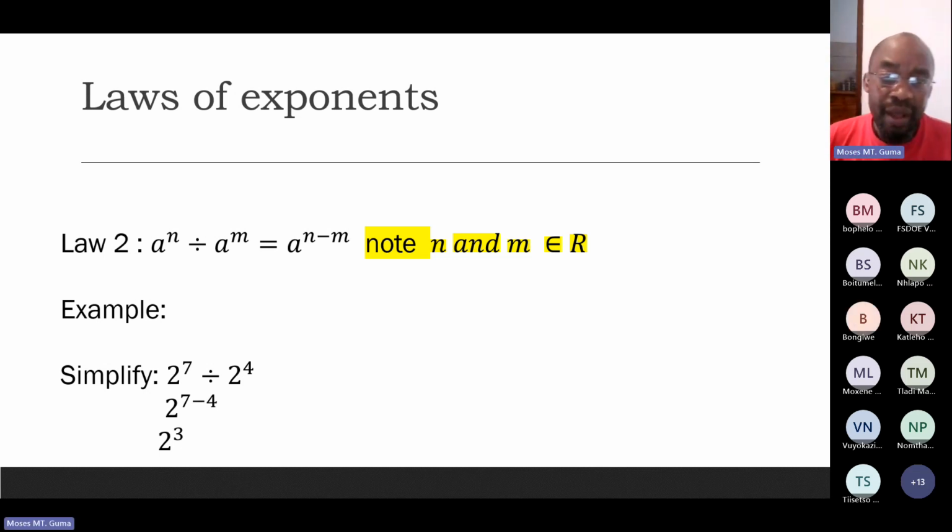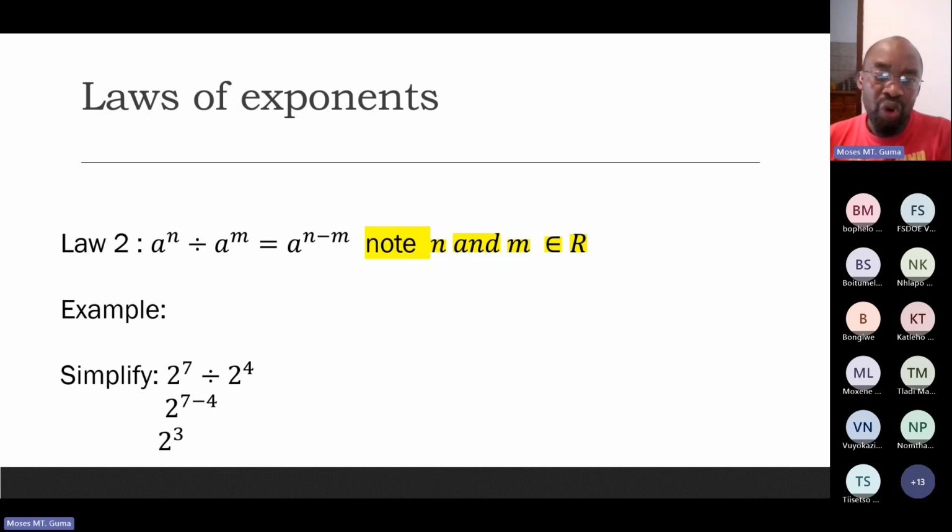I'm sorry about that. When we divide powers with the same base, we actually subtract the exponents. Now, let's look at the example. If I have 2 to power 7 divided by 2 to power 4, and I must simplify that, the next step, I would just take the base 2, then subtract the 2 exponents. I start with that 7 minus 4. In simpler form, 7 minus 4 is 3. It means 2 to power 3.